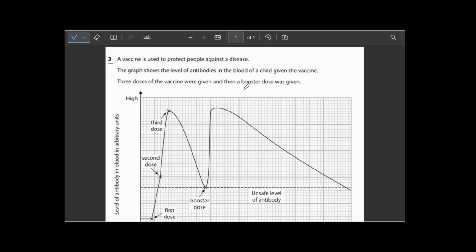All right. So let's begin solving the question. This question says that a vaccine is used to protect people against a disease. The graph shows the level of antibodies in the blood of a child given the vaccine. 3 doses of the vaccine were given and then a booster dose was given. So this question basically focuses on vaccination and the immune response of the body towards a pathogen or disease-causing organism. So basically, it is focusing on immunity.